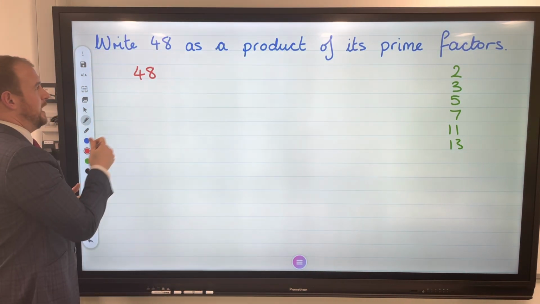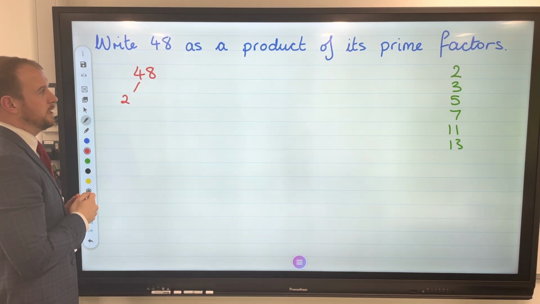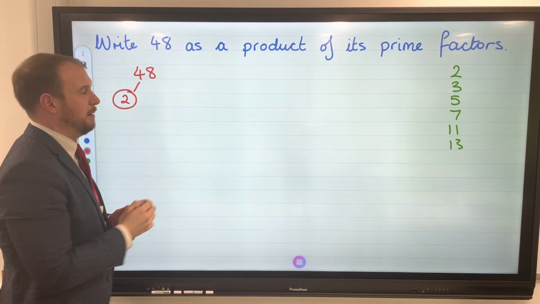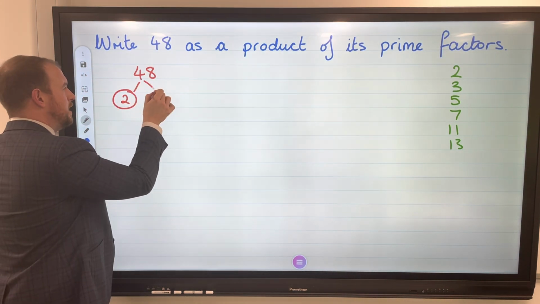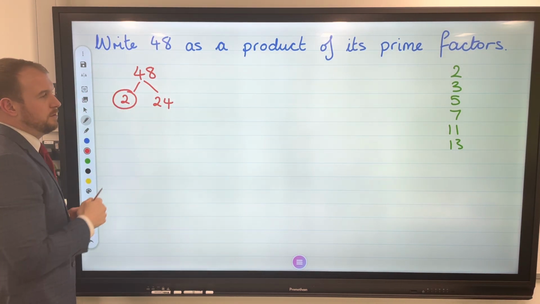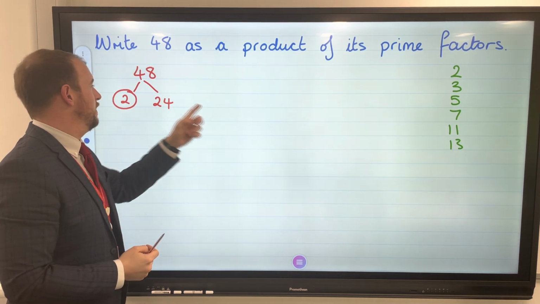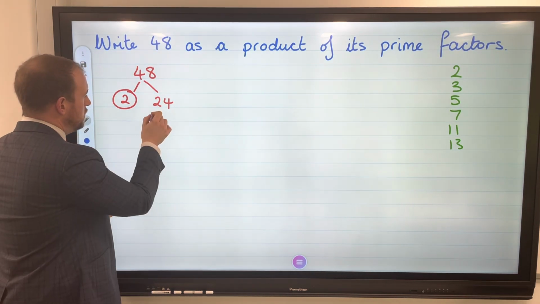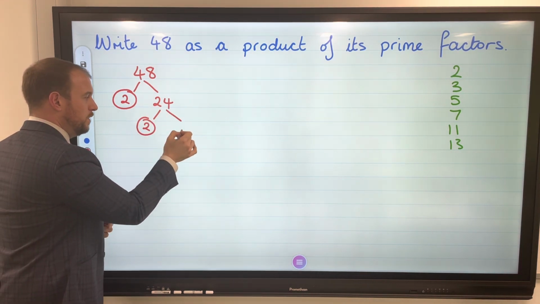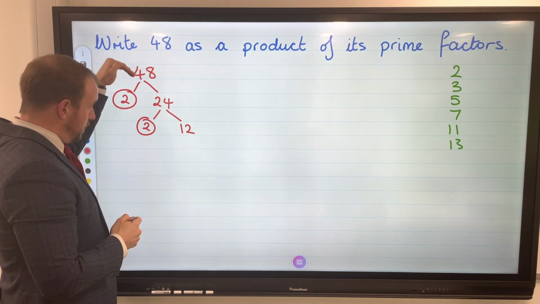Well, as 48 is even, 2 goes into 48. I'm going to put a circle around it because it's a prime number. But how many 2's go into 48? 24. So I'm now stepping down to 24. Again, what is the smallest prime number that goes into 24? It is 2 because it's even. 2 goes into 24 12 times. We have now moved down the tree.